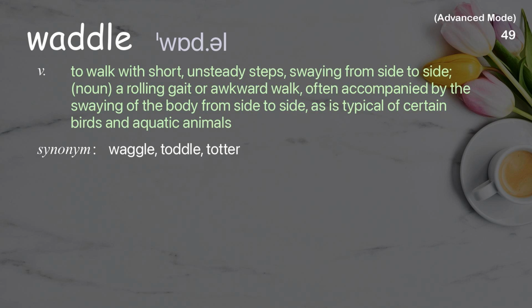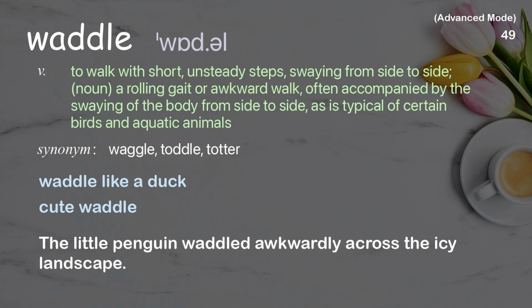Waddle. To walk with short, unsteady steps, swaying from side to side. Noun: a rolling gait or awkward walk, often accompanied by the swaying of the body from side to side, as is typical of certain birds and aquatic animals. Examples: Waddle like a duck, cute waddle. The little penguin waddled awkwardly across the icy landscape.